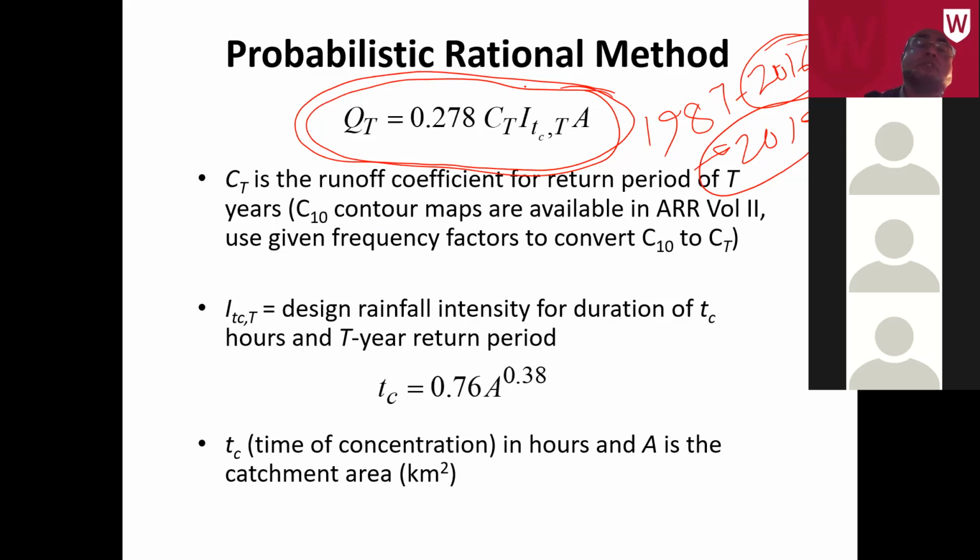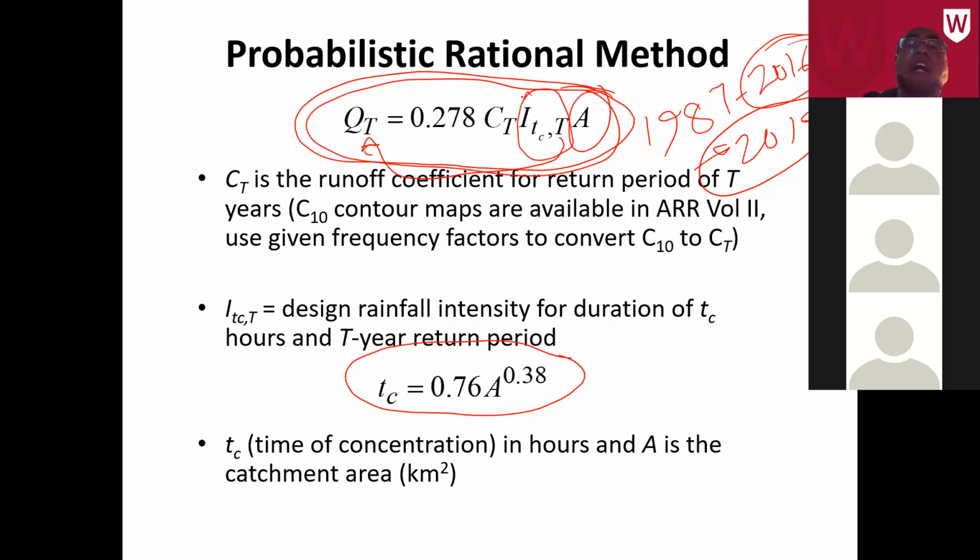So this method is very simple to apply. QT, Q100, you can estimate it by knowing the area of your catchment and the rainfall intensity on your catchment that has a duration of TC. TC is a function of the area of the catchment. And this T is the return period of the flood that you want to estimate.